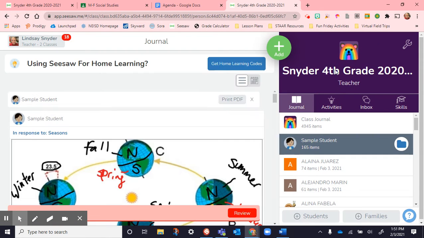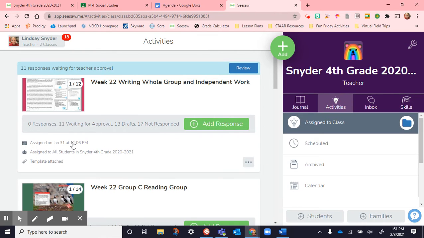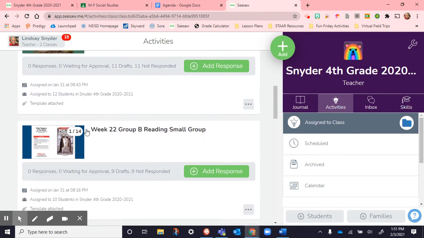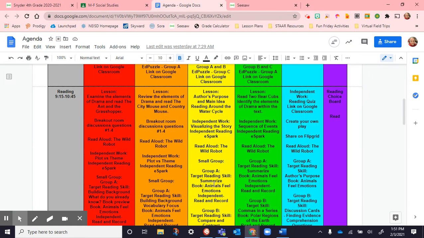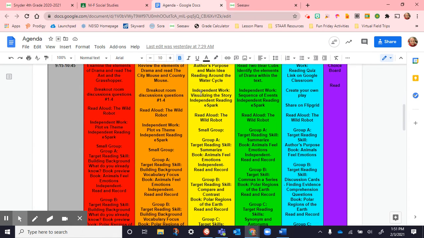So again, that activity right there was the week 22 reading whole group and independent work. So that came from there. And then if you go to the agenda, let's see, right here. All right, so when you're done with the visualizing, you do your 20 minutes of independent reading, 10 minutes of eSpark. We did a read aloud with The Wild Robots.